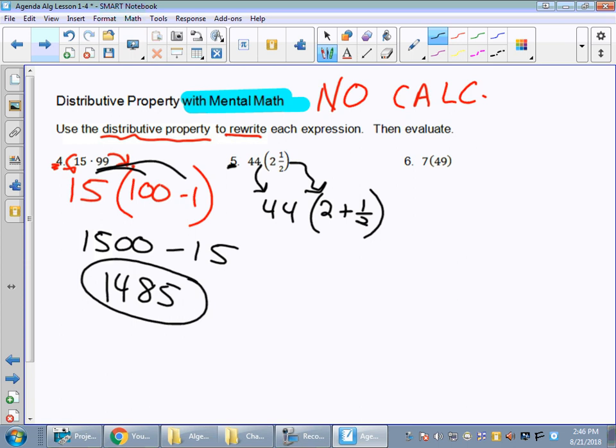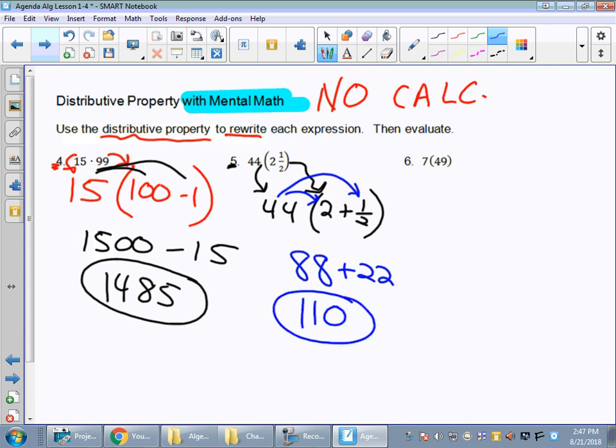Where in number 4 here, we had 99 and we used 100 minus 1. So now let's use the distributive property here. 44 times 2 is going to be 88. And then 44 times 1/2 is going to give us 22, cutting it in half. Now you might have to do a little extra thinking here to figure this one out, but you should end up with 110 for your final answer here.